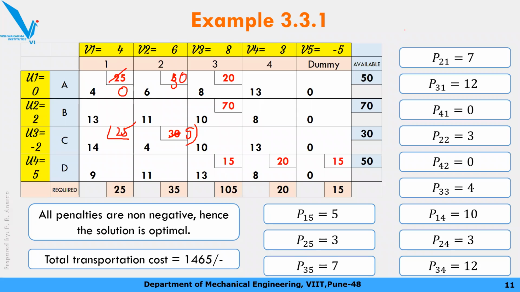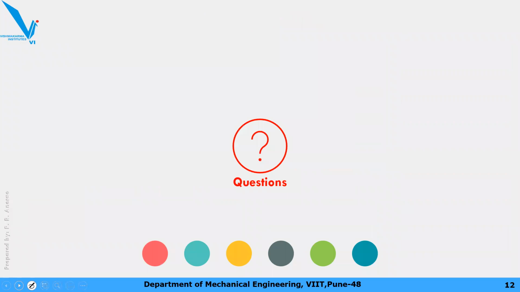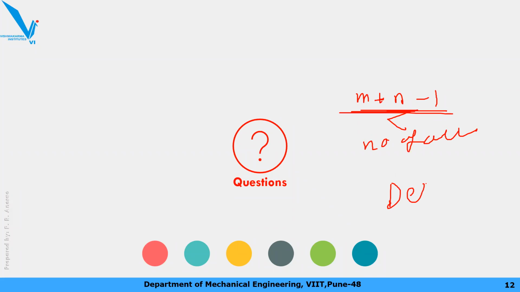Okay, any doubt? In the next class, we are going to see a problem with degeneracy. Only one case is left, that is the problem of degeneracy. If you face a degenerate solution, that means the number of allocations is less than m plus n minus 1. So that is the case of degeneracy.